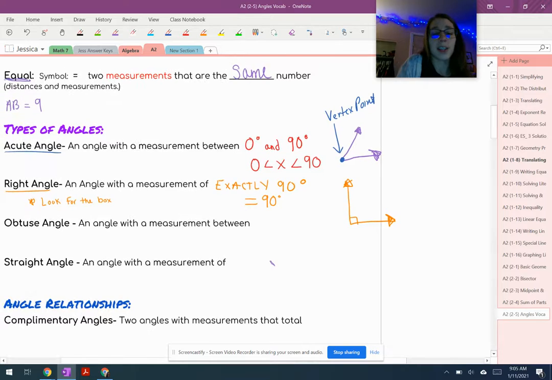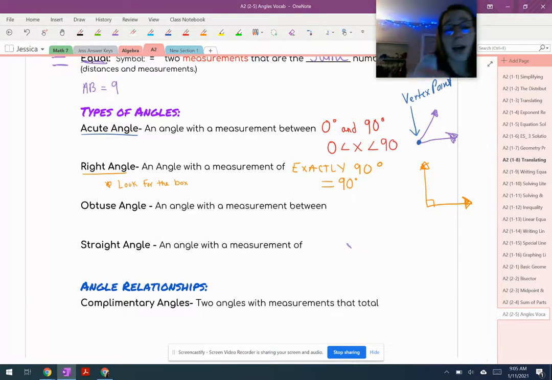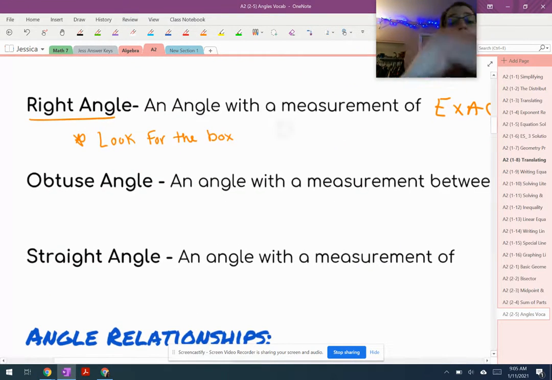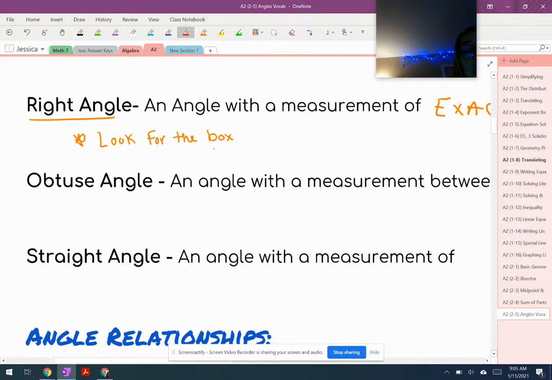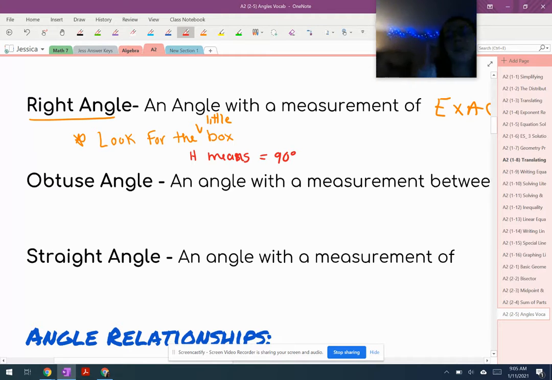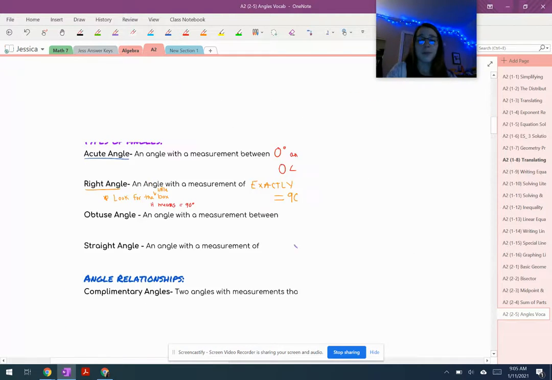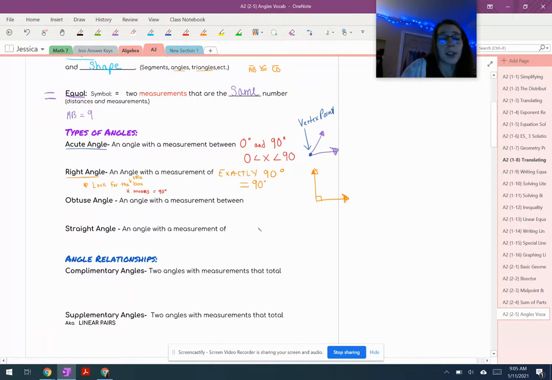So that's exactly 90 degrees. The little box tells us it's 90 degrees. Actually, let's throw in the little box. It means it equals 90 degrees. Okay, so we've got an acute angle, a right angle.